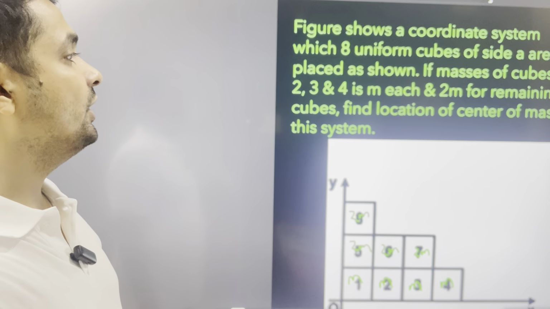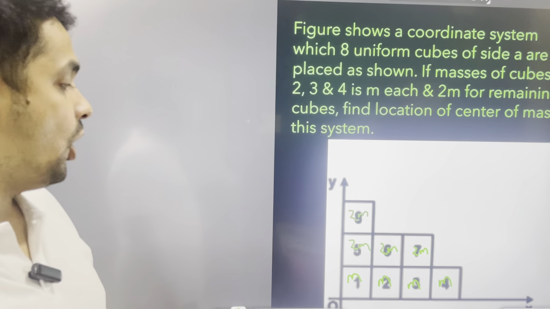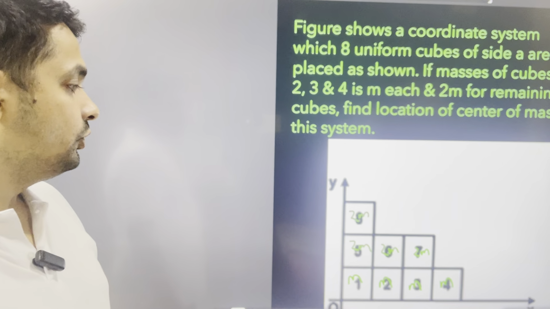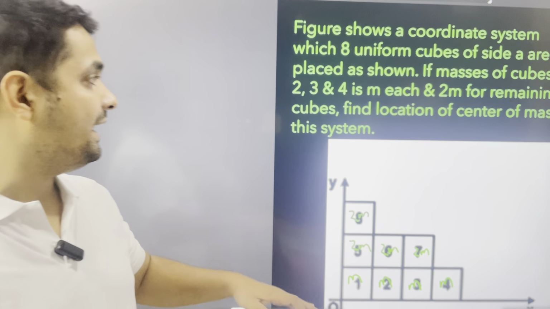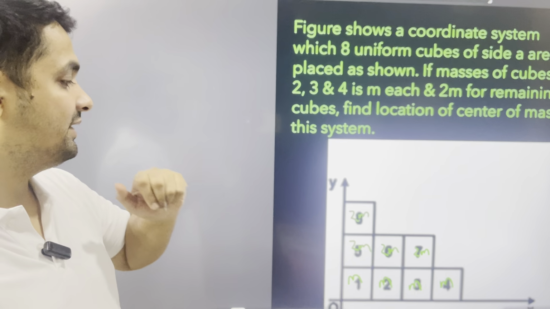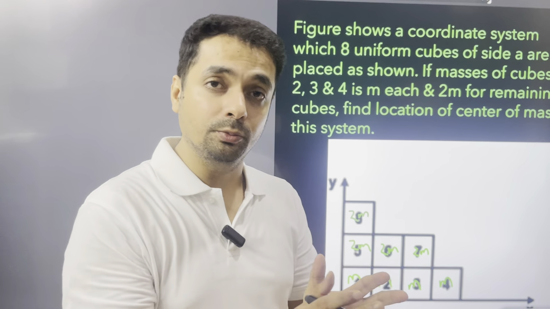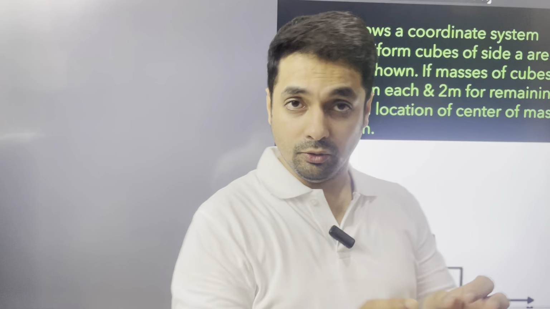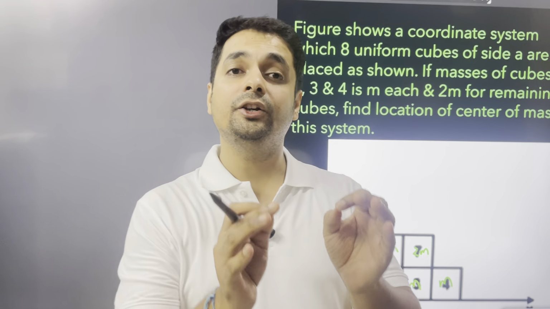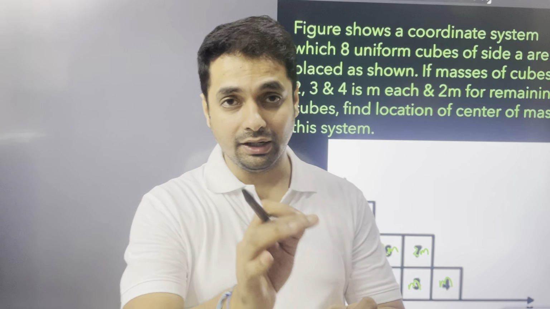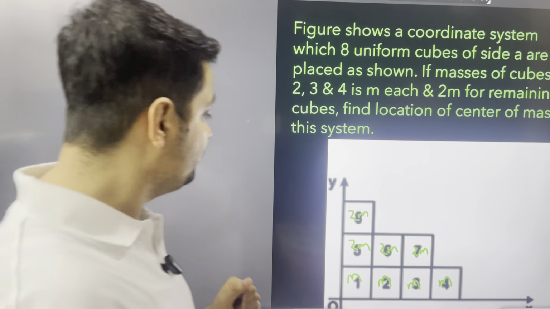Now find the location of the center of mass of the system. So how to find the center of mass of the system? In this type of question, we will find x center of mass separately and y center of mass separately. Because these are uniform cubes, and as I discussed already, for a uniform distribution of mass the center of mass will lie on its physical center, correct? So here also it will be like that only.